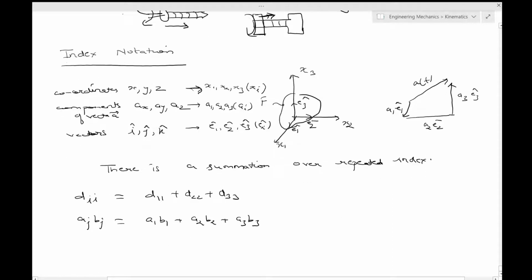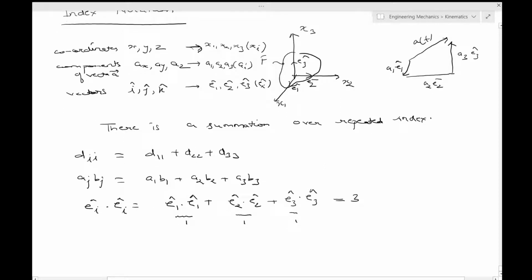Similarly, you have, say, vectors ei hat dot ei hat. That would be e1 hat dot e1 hat plus e2 hat dot e2 hat plus e3 hat dot e3 hat. This, as you know, will become equal to 3 because e1 dot e1 will be 1, e2 dot e2 will be 1, and e3 dot e3 will be 1.